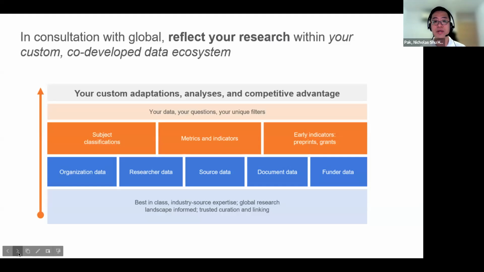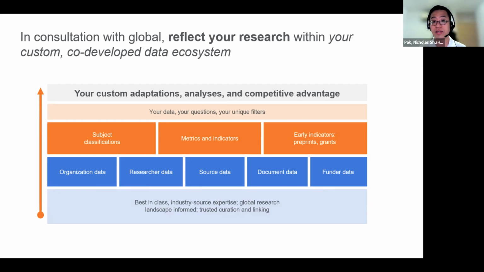So what this really showcases is that the overall improvements to Scopus really wants to help you as a researcher to reflect your research within your customized, your own co-developed data ecosystem, right? So in this case, in terms of your analysis and your competitive advantage, your research will be showcased. Your profile will be showcased. One of the key things that we have here will be early indicators, right? We talked about subject classifications before. We've talked about metrics and indicators before. But early indicators like preprints and grants really helps to showcase a much more completeness to your profile that's otherwise been seen on Scopus, right?